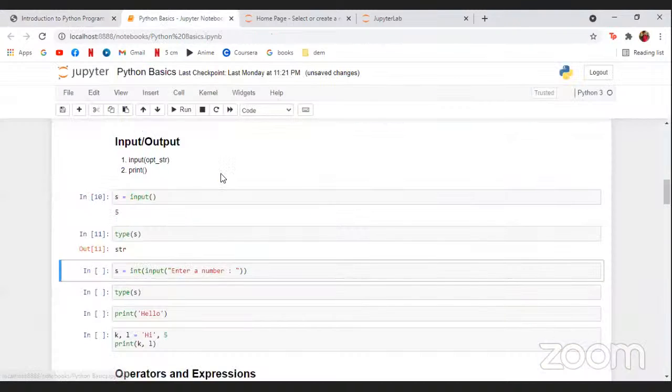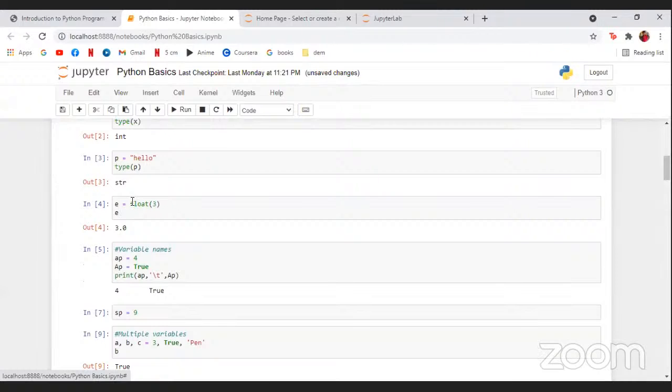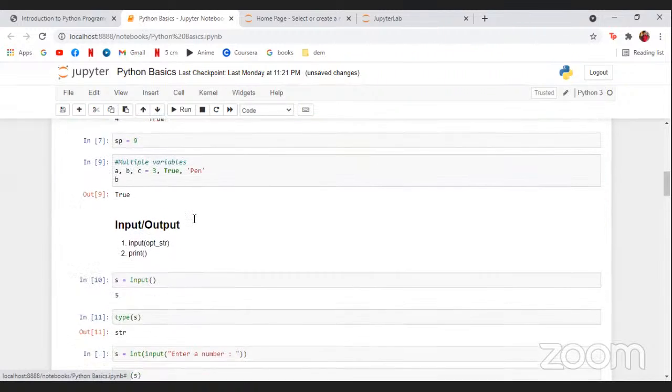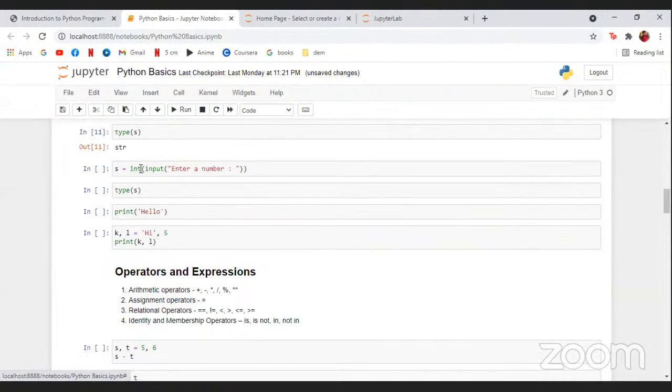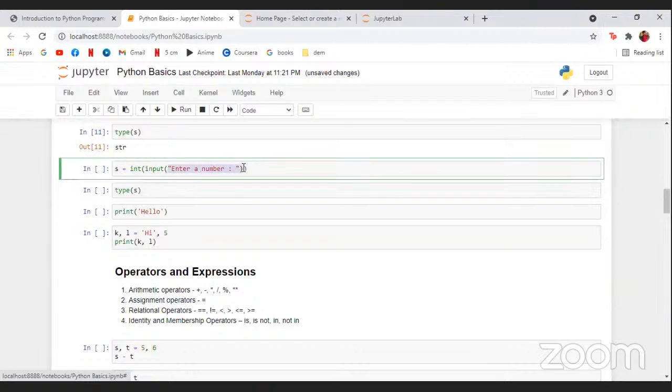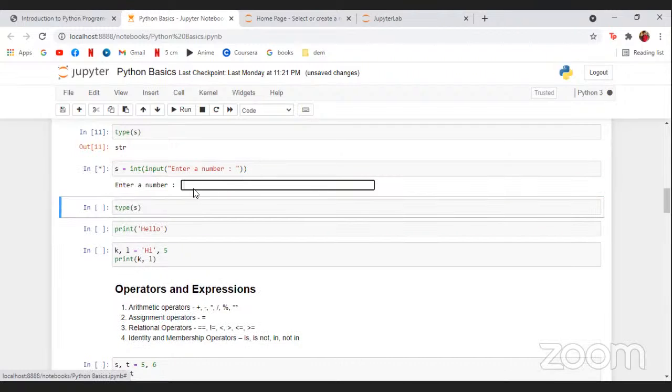So that is done similarly to how we used float here, where we typecast this 3 to become a float, even though it would have automatically been assigned as an integer. So we do the same thing here. So here, this is the optional string that I was talking about, where you say enter a number. And I'm typecasting that as an integer because this input is coming as a string. So now this text is the optional string.